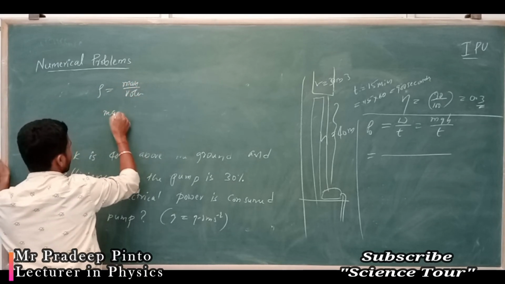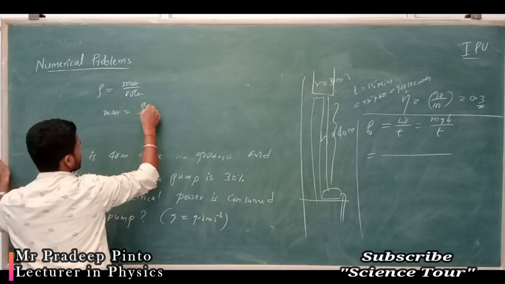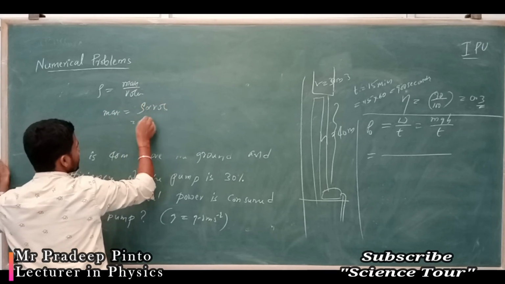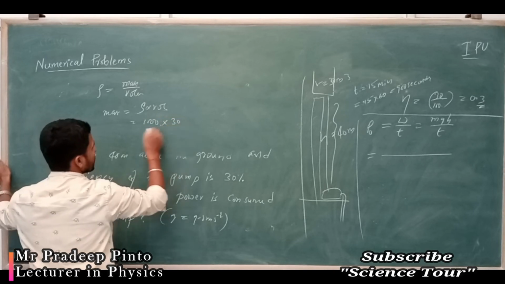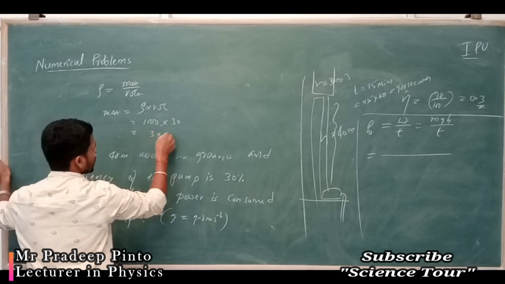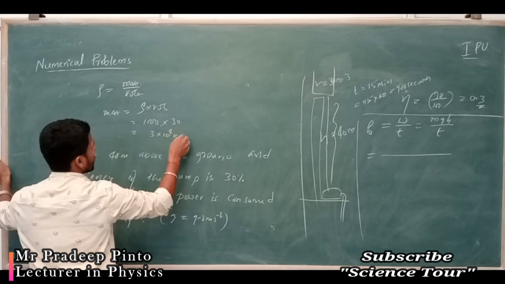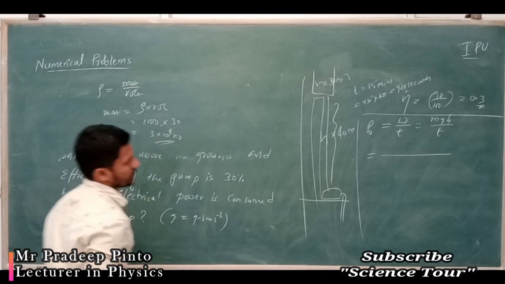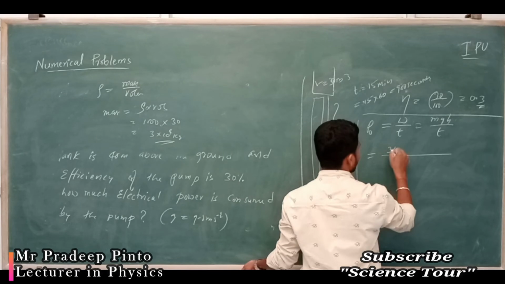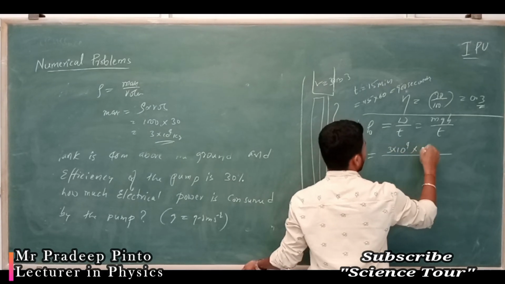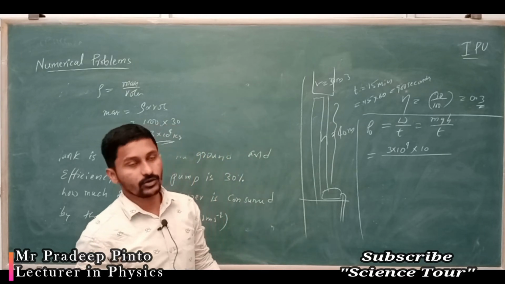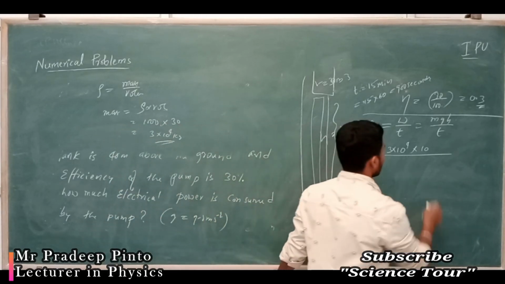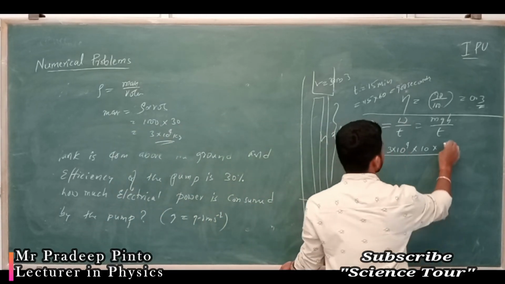So mass we want, mass is equal to density into volume. Density is nothing but 1000, volume is nothing but 30. So it is nothing but 3 into 10 to the power 4 kg of mass. So you can write down 3 into 10 to the power 4 into, for my convenience I am going to put 10, you have to put 9.8, okay, into how much?